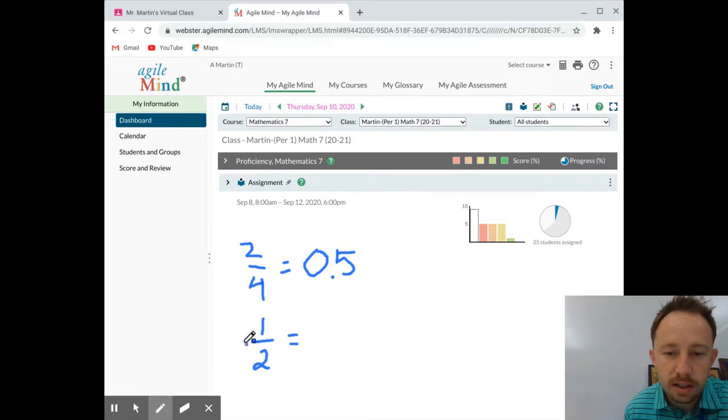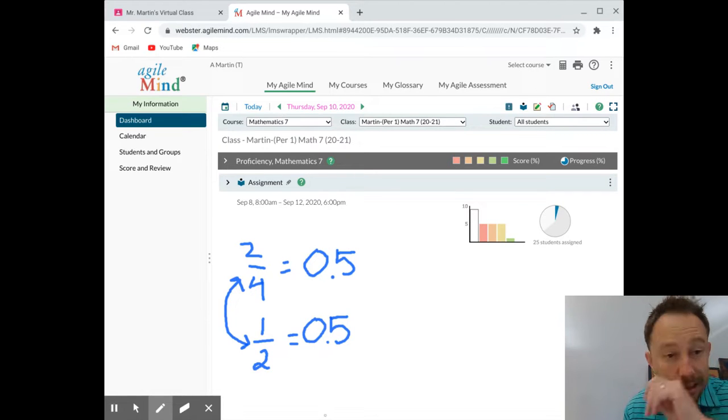This and this are what to each other? Equivalent. Yeah, they're equivalent. So equivalent means equal to or the same as, okay? All right. What about 1/4? Is that smaller?